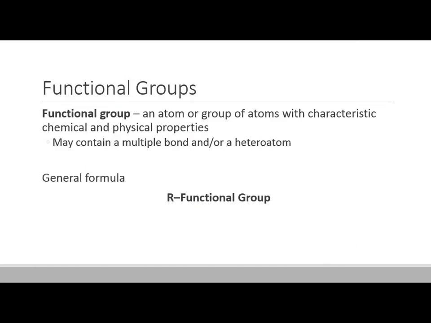So let me give you the full definition of a functional group. It's an atom or a group of atoms with characteristic chemical and physical properties. It could have a multiple bond, it could have a heteroatom, it could have both, but typically we're going to write this as R, and then attached to some kind of functional group. This R just means the remaining portion of the molecule. I always think of it as the rest of the molecule. It could be one carbon, it could be 100 carbons, it could be some super complex structure, and then it's going to be attached to a functional group.